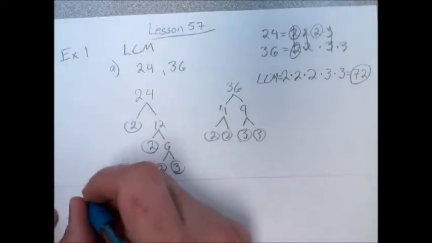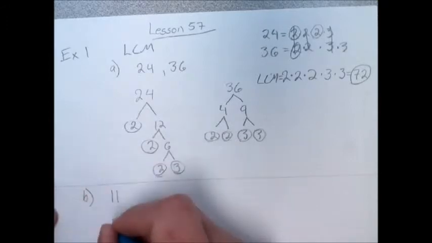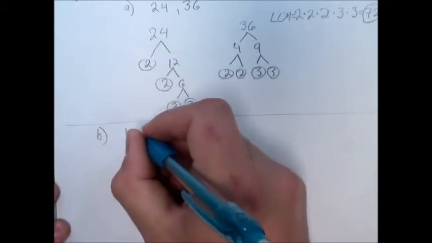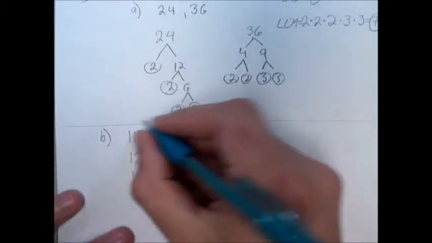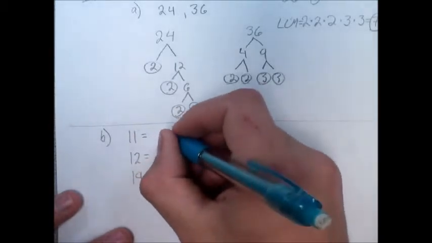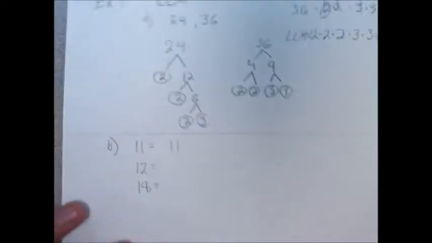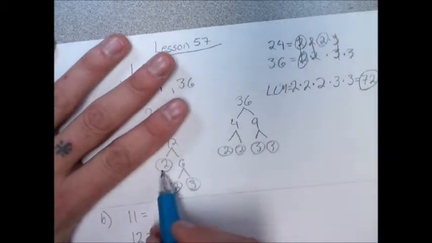On B, it says, what is the least common multiple of 11, 12, and 18? You have to do the prime factorization of these, so if you're going to do the tree, do the trees. I know that 11's already prime, so I'm going to write it down. 11 is prime. Can't do anything about that one. I know the prime factorization of 12 because I just did it. It's 2 times 2 times 3.